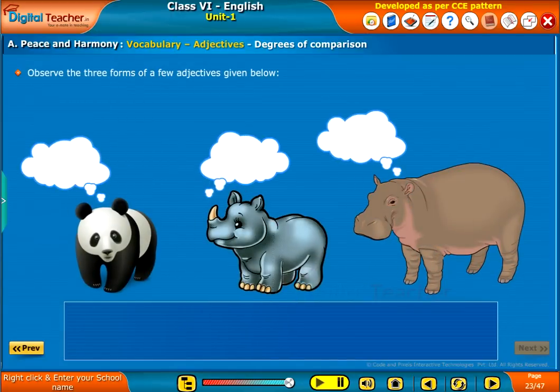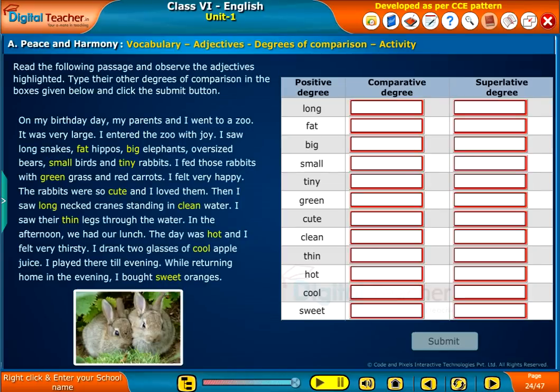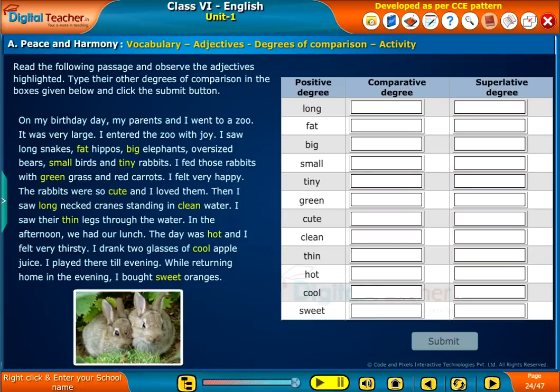These three animals are talking about how strong they are. Write dialogues for all the three animals using the adjective strong. Read the following passage and observe the adjectives highlighted. Type their other degrees of comparison in the boxes given below and click the Submit button.